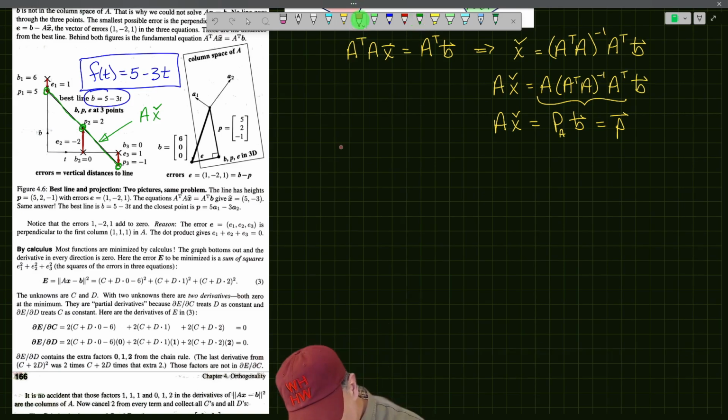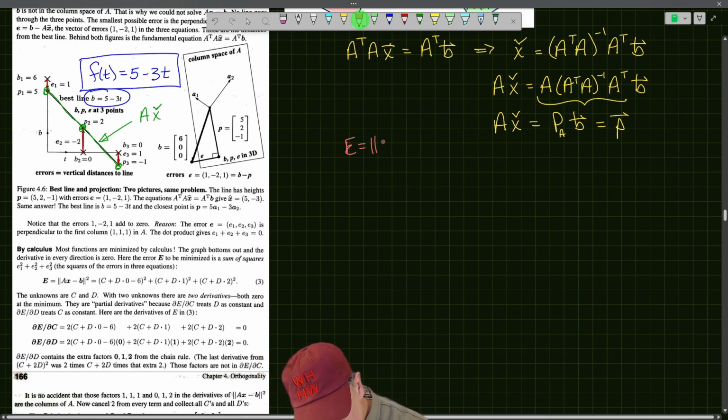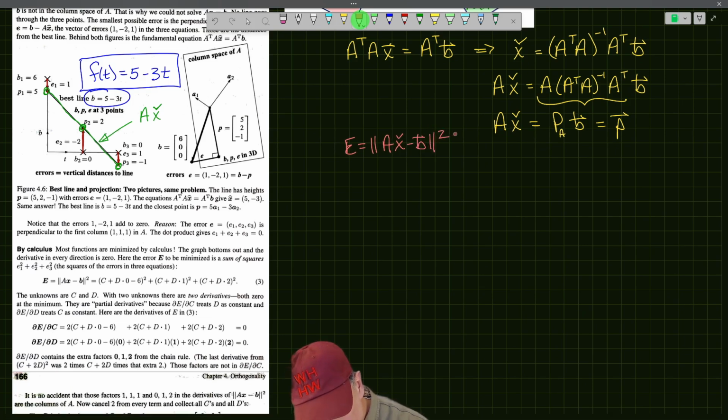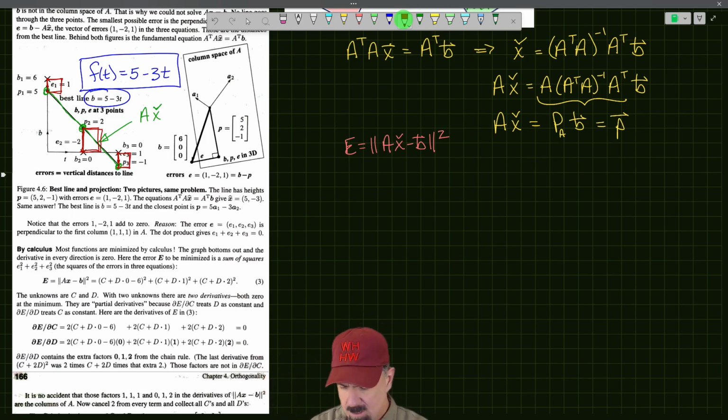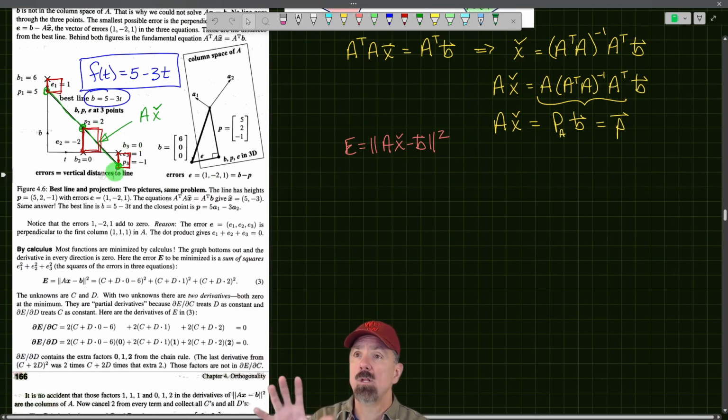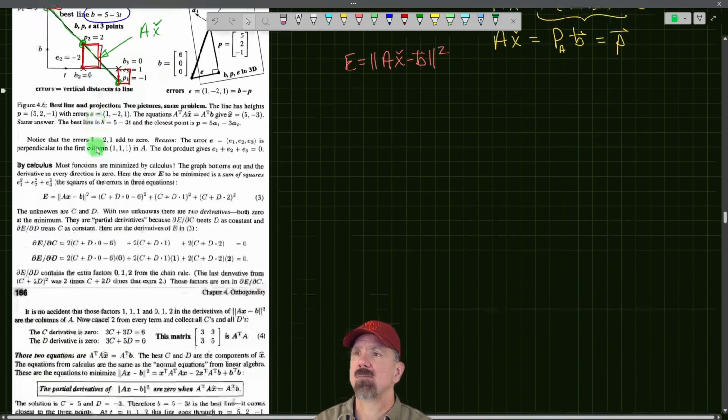One more time. The error for this problem is AX minus B squared. And what we've done is looked through all the possible x's, like I showed you in the MATLAB, to find the one that minimizes this. From a graphic standpoint, when we square this, what we're doing is we're minimizing the areas of these squares. And I'll show you a better example of that in just a minute. But that's graphically, when we look at this line, that's what we're minimizing.